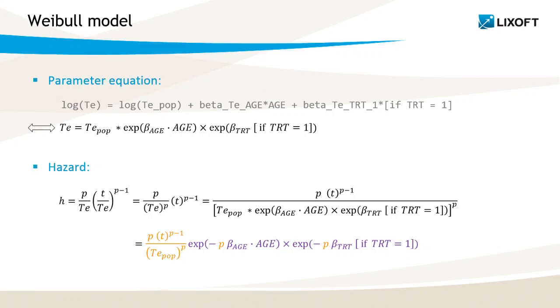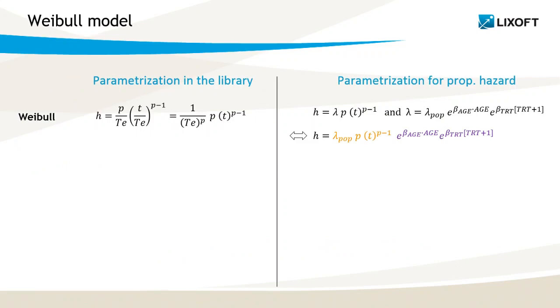So a solution to this is to rewrite the Weibull model with a different parametrization to obtain a proportional hazard model. This is the equation I have in the library, and if I replace this part here by a new parameter called lambda, I get the following. And if I now add the covariates on lambda, I obtain a hazard which is properly separated, with on one side the baseline hazard that depends on time, and on the other side the link function that depends only on the covariates and on the betas.